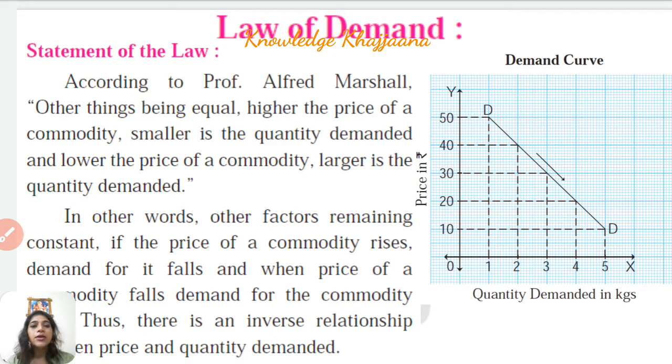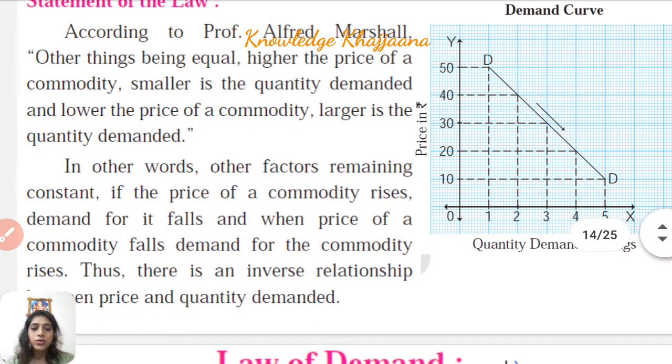In other words, other factors remaining constant, if the price of a commodity rises, then the demand for it falls, and when the price of a commodity falls, then the demand for the commodity rises. That's why there is an inverse relationship between price and quantity demanded. Now see, what does this mean? What is the statement?